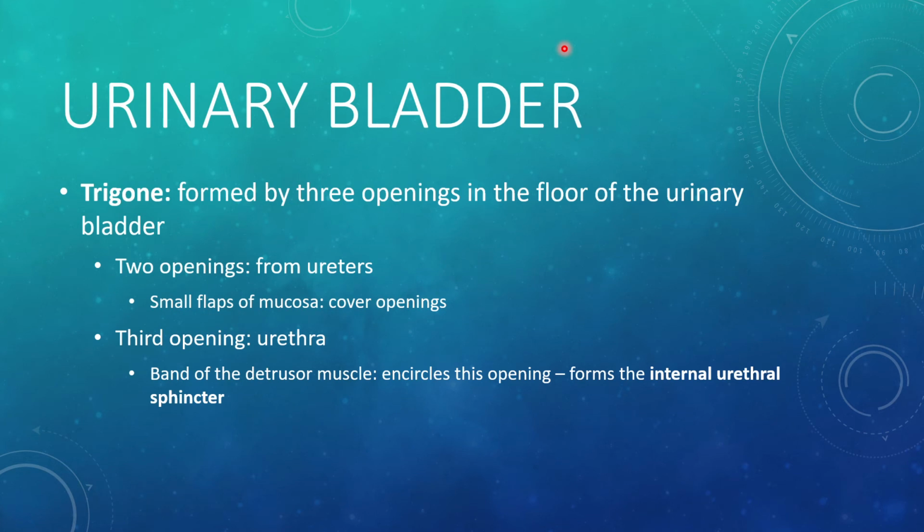The trigone is an area formed by the three openings in the floor of the urinary bladder. So you have two openings from the ureters, where the ureters enter on the inferior posterior aspect of the bladder. They are covered by small flaps of mucosa. The third opening is formed from the urethra. A band of detrusor muscle encircles this opening, and this forms what's called the internal urethral sphincter.